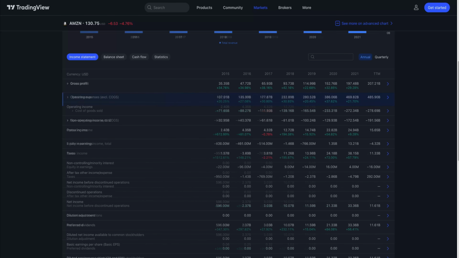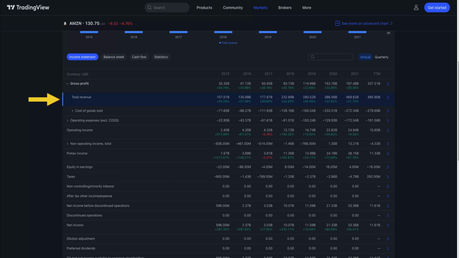All income statements start with the total revenue of the company, which is also called the top line since it's the first number on the income statement and is the money the company made from selling its goods and services. In our example, we use Amazon, and their figure is $469.82 billion for the year of 2021.